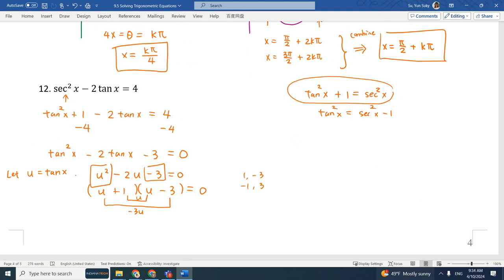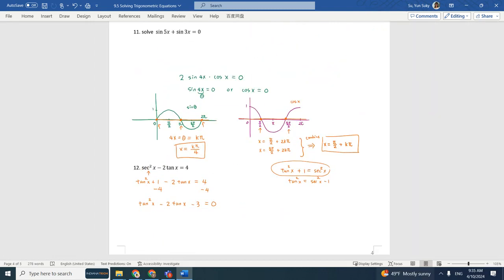Right, everybody? Okay, good. So now we said we have a product of 2 factors equal to 0. We set each factor equal to 0. So what is u? Negative 1. And what is u? 3. Right, everybody?